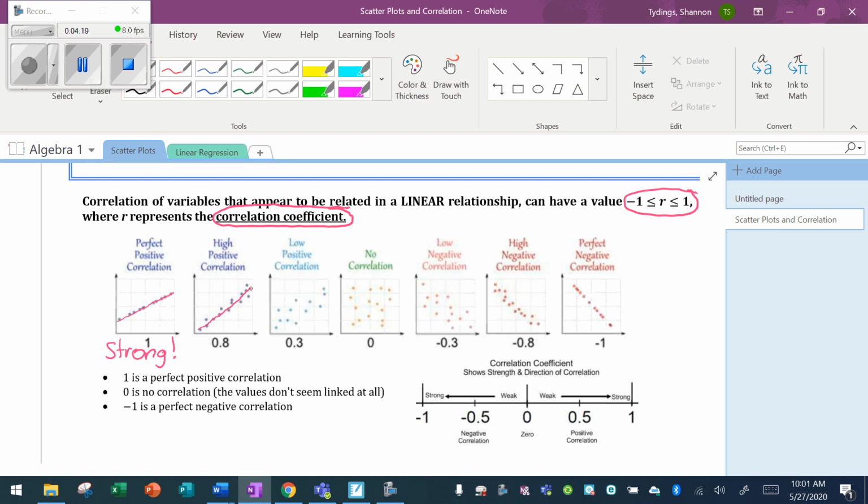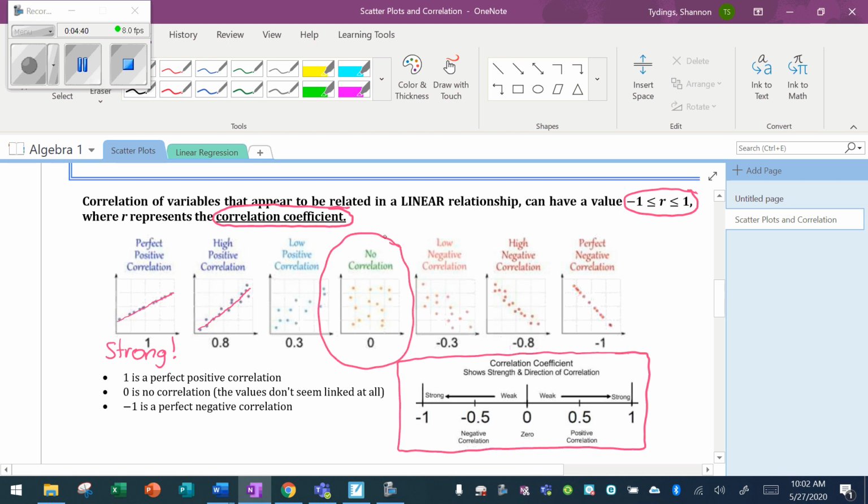As you move on down the scale, this picture helps you see the strength of that correlation. As we move further down, we get to weak positive correlation. It does have a positive trend to it, but it's not perfect. And then we get to this right here. This would mean that there's no correlation. The scatter plots are just all over the place, so we'd say that there's no correlation between the two.